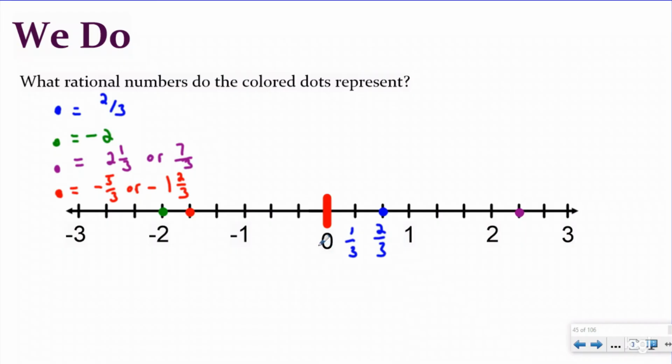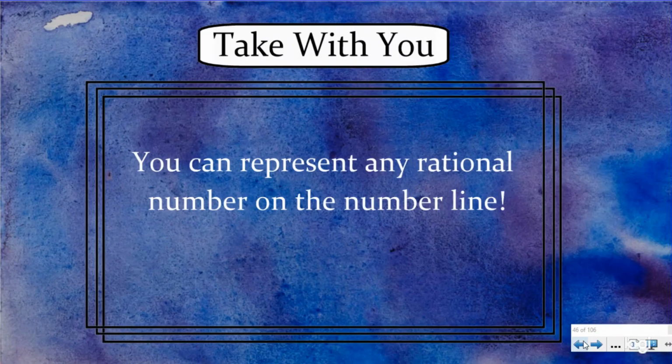So this concept isn't hard. We're doing the exact same thing we did with integers, but now we're adding fractions and decimals as well. We're adding our rational numbers as well. So here's what we want you to take with you today, right? You can represent any rational number on the number line. It doesn't just have to be whole numbers. It can be fractions, it can be decimals, it can be repeating decimals. You can represent any rational number on the number line.